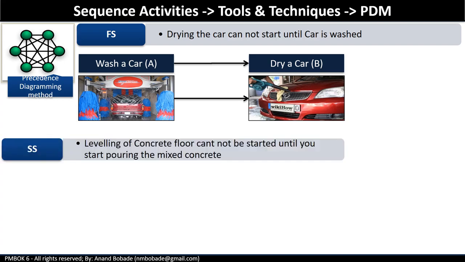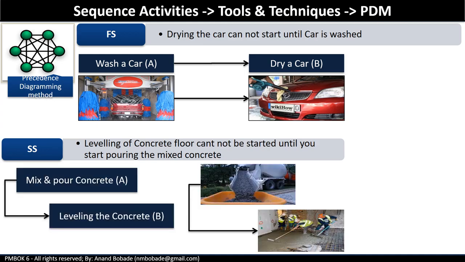Next is start to start. Another common type of logical relationship where a successor activity cannot start until the predecessor activity has started. For example, the activity of leveling the concrete cannot begin until the mix and pour concrete activity begins. Note that you cannot delay the activity to level concrete once the mix and pour concrete activity has already started. I'm sure you understand why we can't delay activity B.